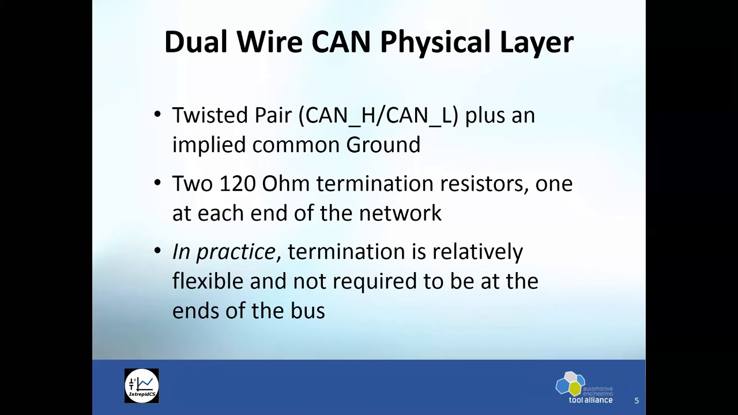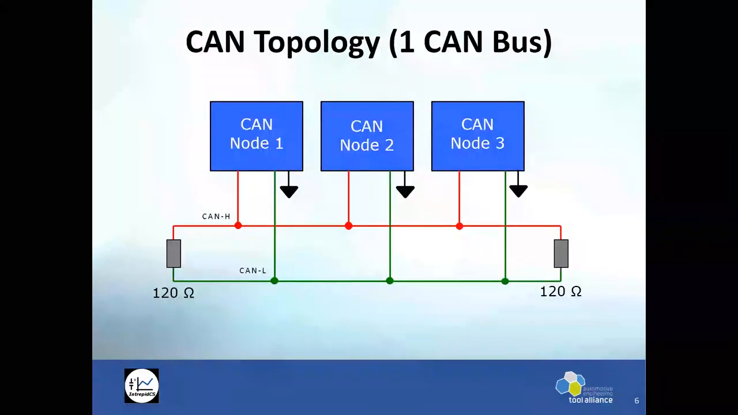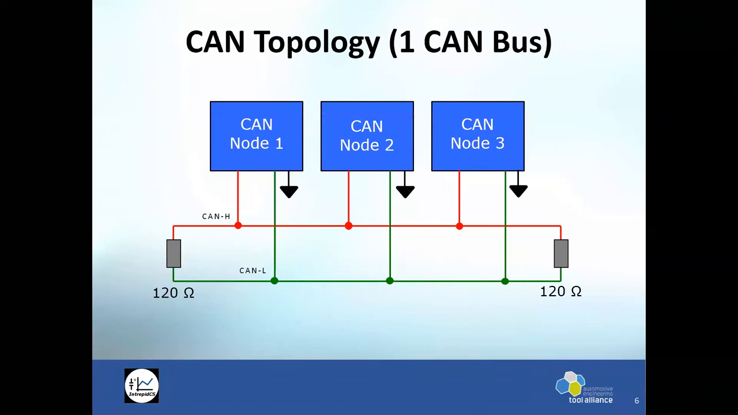When you get to CAN FD, it does become more important because instead of 500 kilobits per second, we're going to transmit all the way up to 8 megabits per second. So you do need the termination resistors on each end. Here's a topology, one example. Here's a CAN bus with three nodes, and there are the 220 ohm resistors at each end.